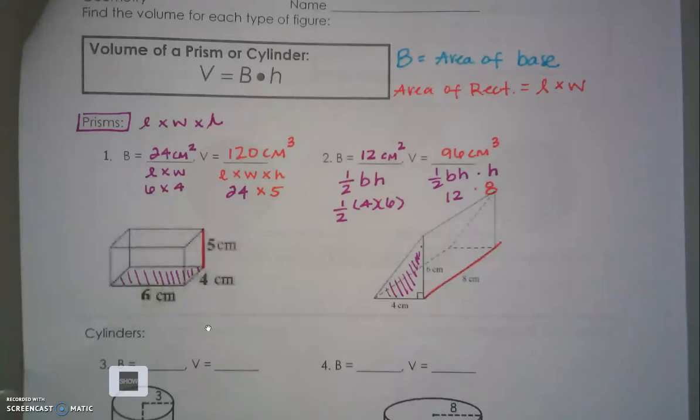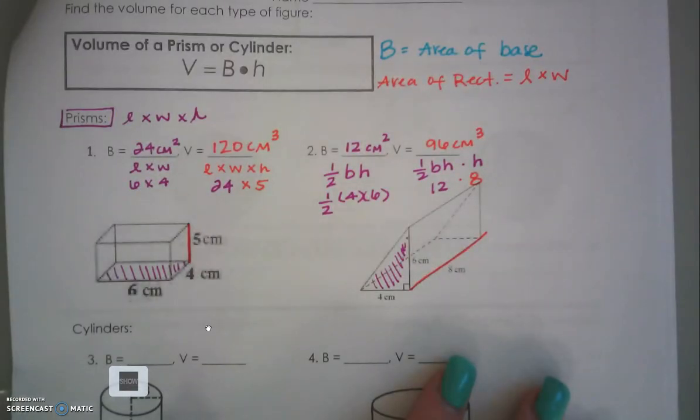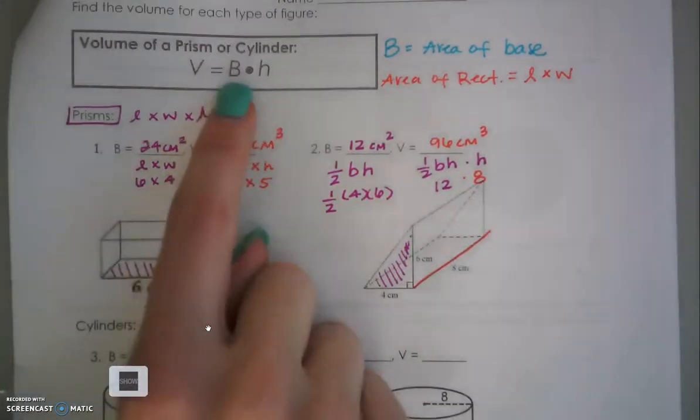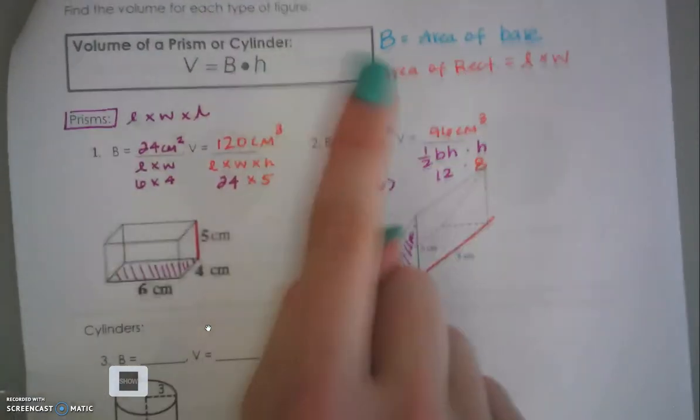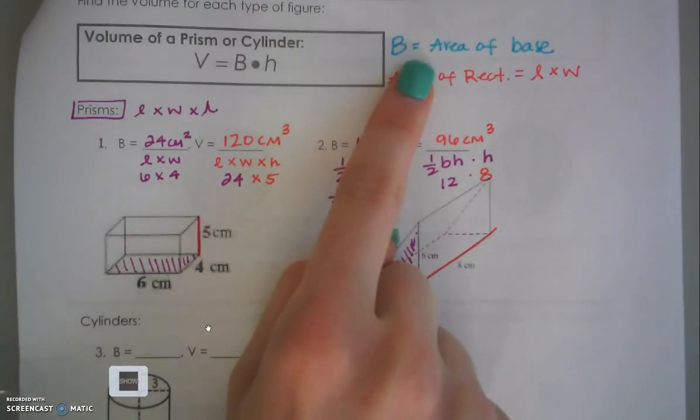Let's continue our conversation about volume. But now let's move on to cylinders and cones. As a recap, when we look at volume equations, the large B stands for the area of the base.